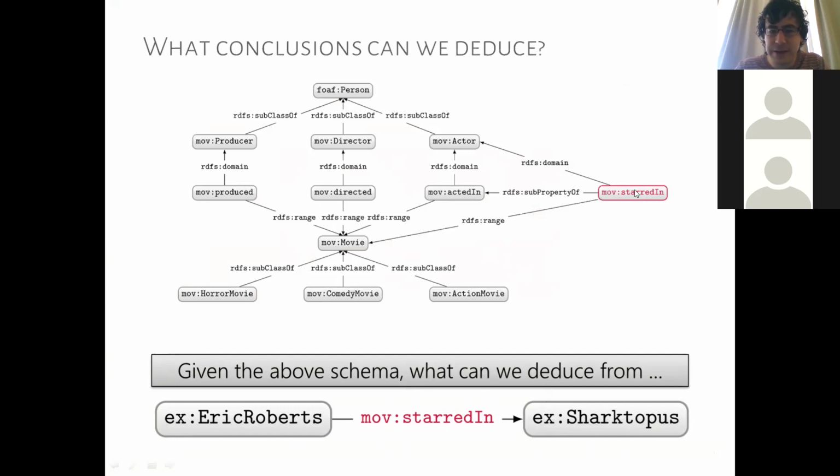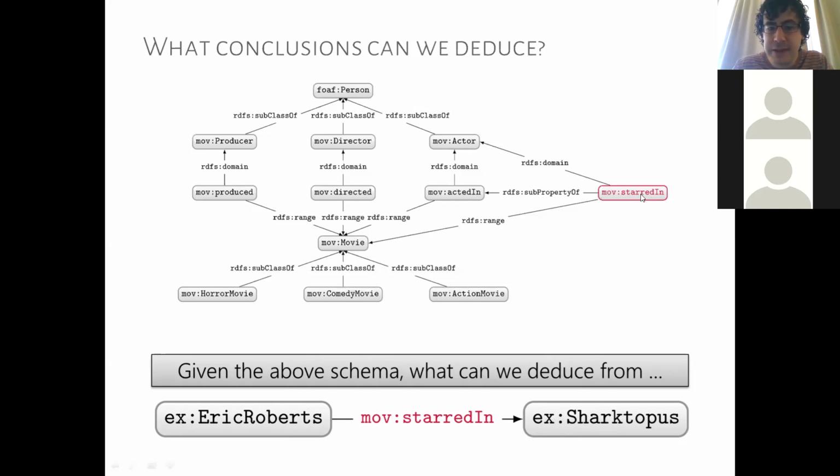The first thing, we could go in whatever direction to start with, it doesn't really matter, but we could say starred in is a subproperty of acted in. So we take this triple and this definition here, and now we can deduce that Eric Roberts must have also acted in Sharktopus. What about the subjects and the objects? We see starred in has domain actor. So we can infer from this, looking at the triple again, that probably you've guessed it, Eric is an instance of type actor.